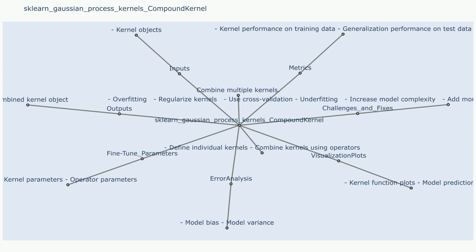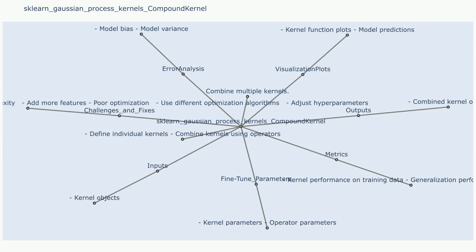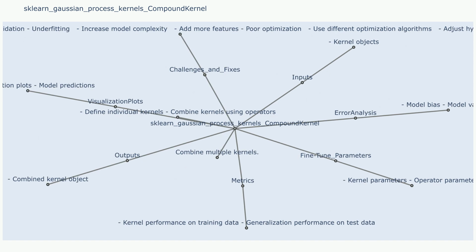Challenge 3. Computational complexity. Combining multiple kernels can lead to a more complex model with higher computational costs, especially for large datasets. Sample use case that resulted in challenge 3. A compound kernel with several kernel components was used to model a large dataset with millions of data points. The model training process was extremely slow due to the high computational complexity.